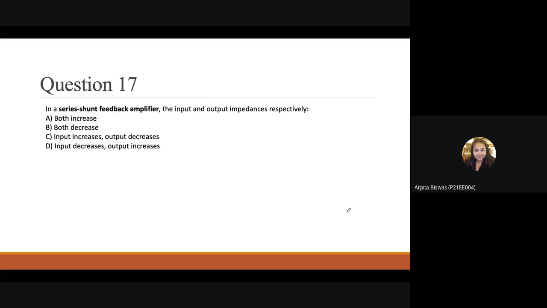Next, question number 17. In a series shunt feedback amplifier, the input and output impedances respectively. Option A, both increase. Option B, both decrease. Option C, input increases, output decreases. Option D, input decreases, output increases. So what is the right answer? Option C. Yes, option C is the right answer.